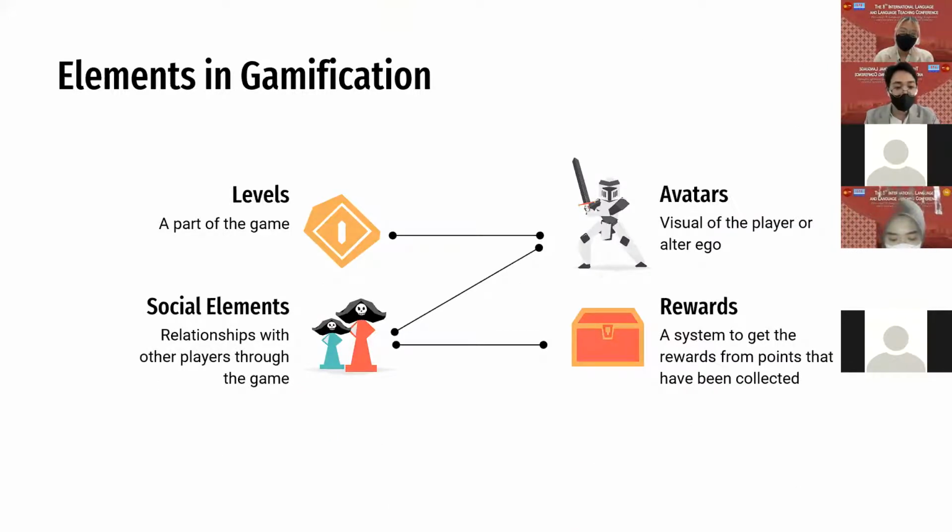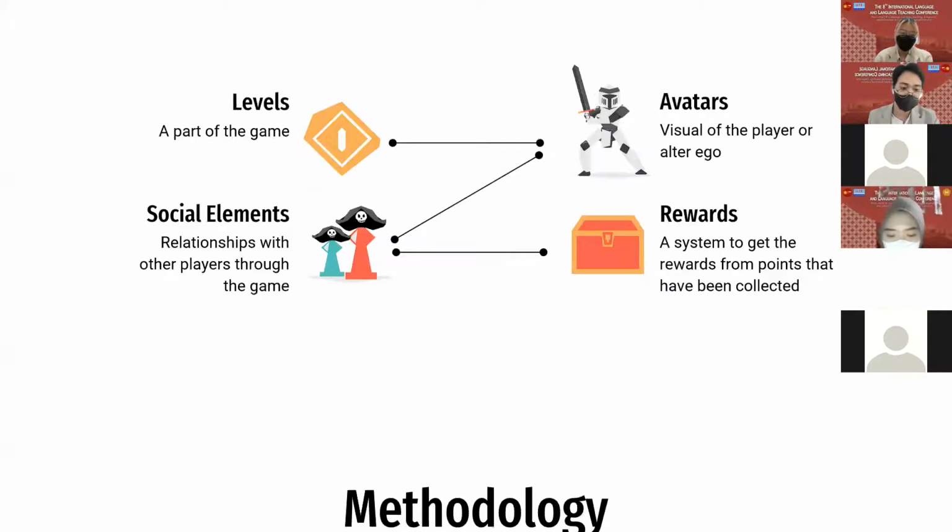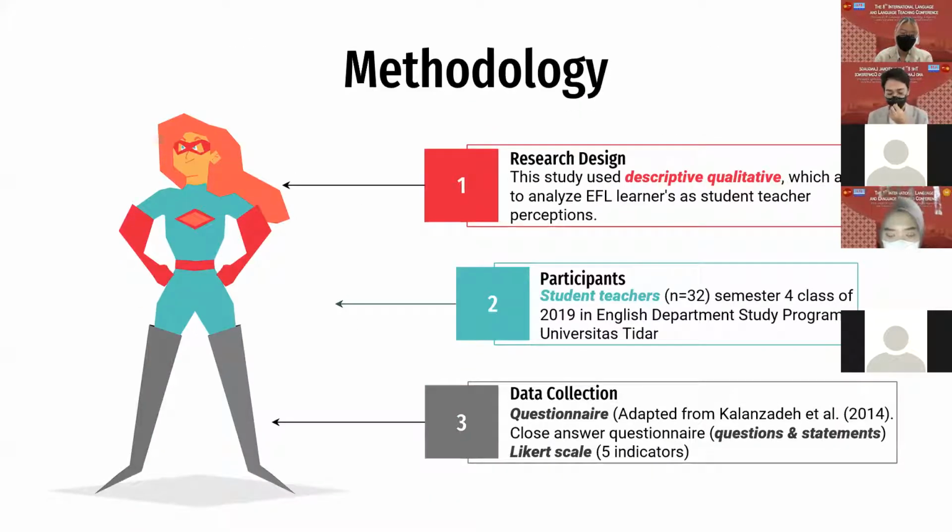And next is level. Level is a part of the game and the avatar visual of the player, or alter ego. And the social element builds relationships with other players through the game. And the last is reward. This is the system to get the reward from the points that have been collected.